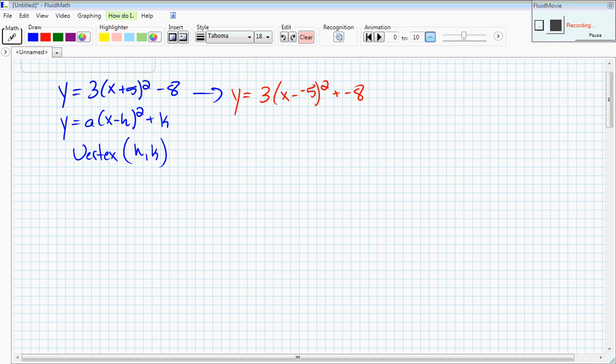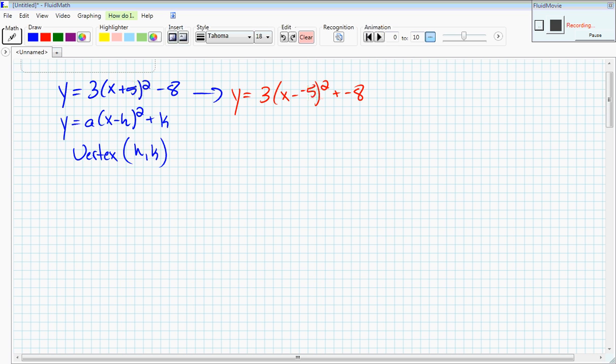Okay, to graph the quadratic function y equals 3 times the quantity x plus 5 squared minus 8, the first thing we need to do is find the vertex, because this is a quadratic function. The most important point to find is the vertex, whether it's in vertex form or standard form. The whole reason it's called vertex form is that you should be able to look at it and identify the vertex.